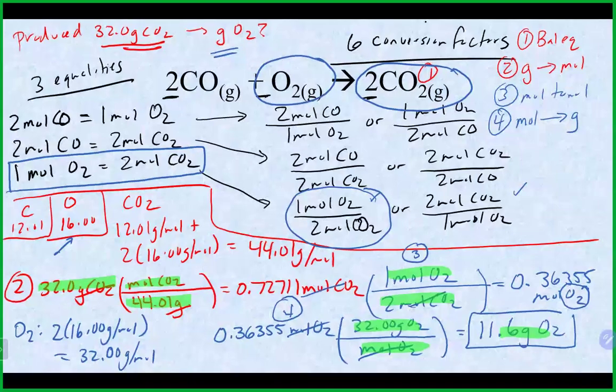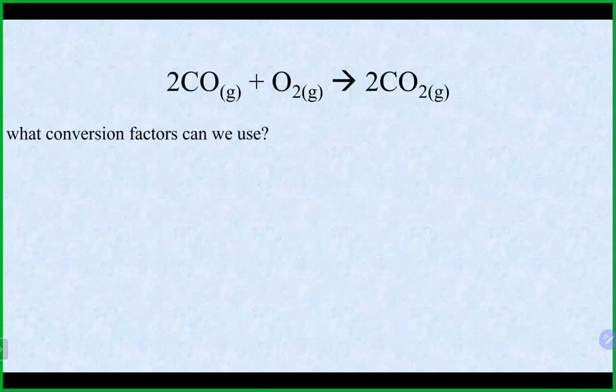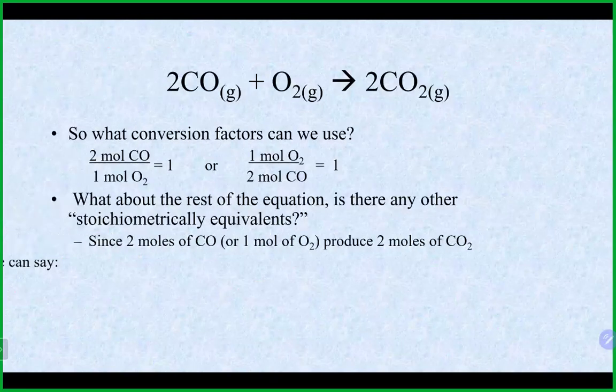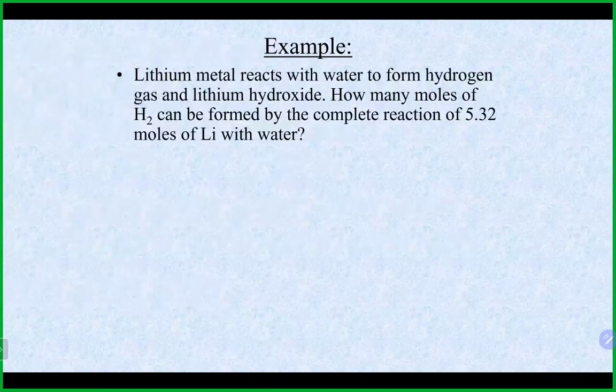All right, let's try some then, maybe. And that's what we just talked about. So I'll just scroll through it here. Let's try this one here. Lithium metal reacts with water to form hydrogen gas and lithium hydroxide. In this case, we want to know how many moles of hydrogen can be formed by the reaction of 5.32 moles of lithium with water. So why don't you give it a go?